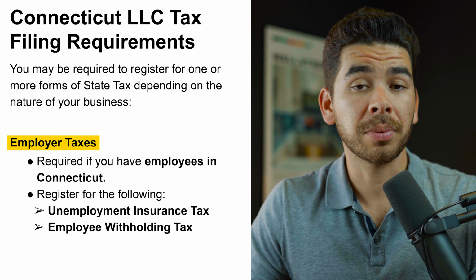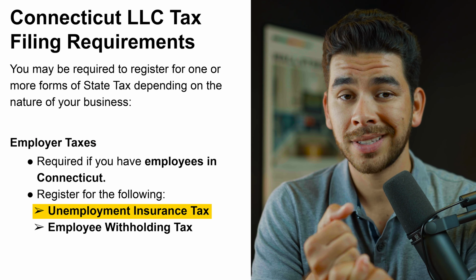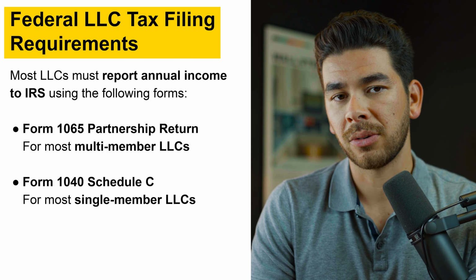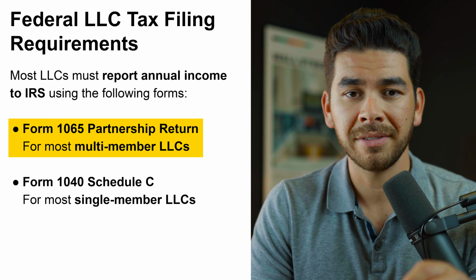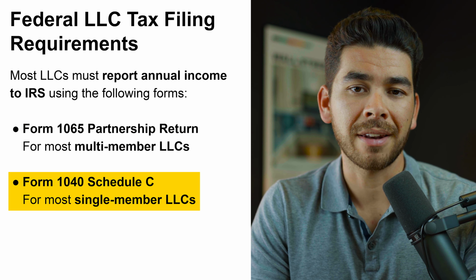Here are some employer taxes that you're going to need to know about in Connecticut, and they are unemployment insurance tax and employee withholding tax, so be sure to look into these. In terms of federal filing requirements, if you're a multi-member LLC, you're going to be filing Form 1065, and that's the partnership return form. If you're a single member LLC, you're going to be filing Form 1040 Schedule C.